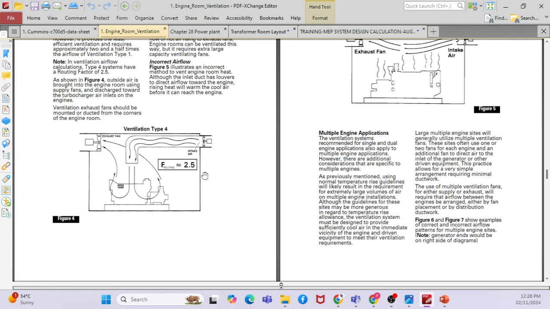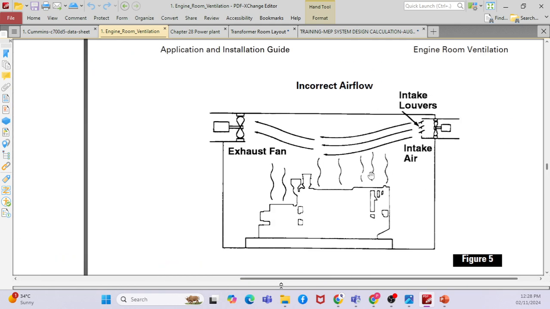See, for example, if this is the intake louver and this is the exhaust louver, that means the air is not properly cooling the radiator. The radiator is not properly cooled, so the generator will be overheated. This is incorrect airflow. Whenever you design, you should not design like this. Is it clear?